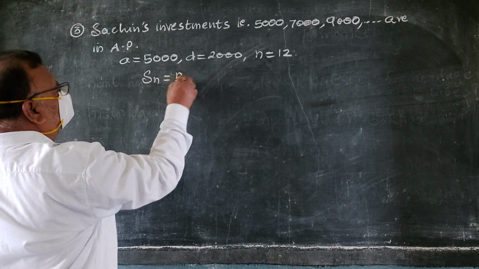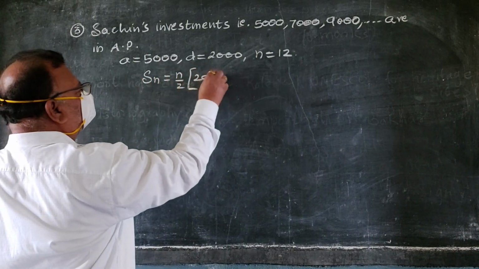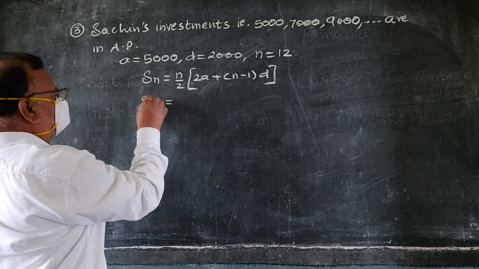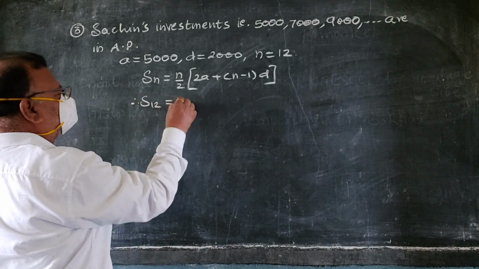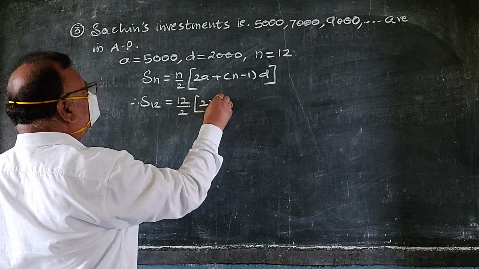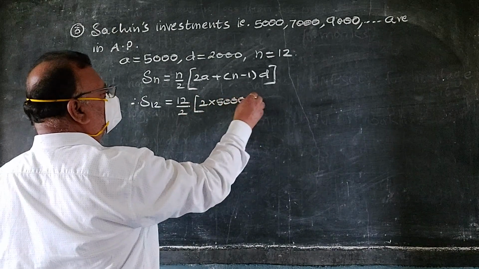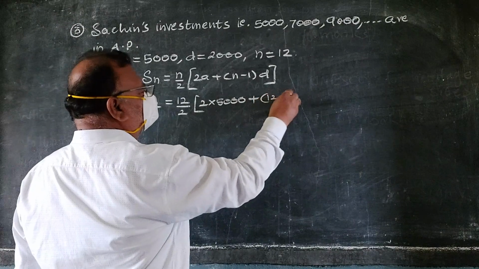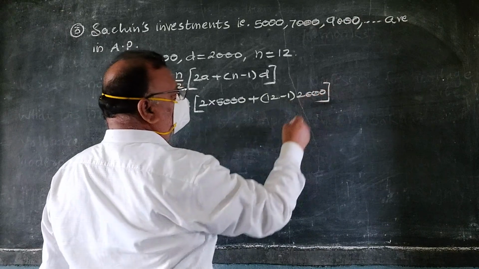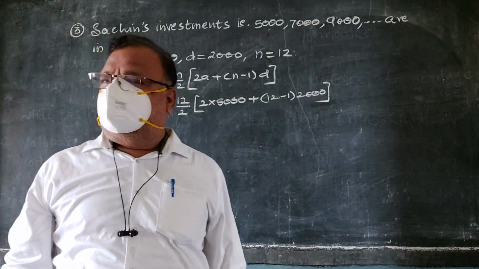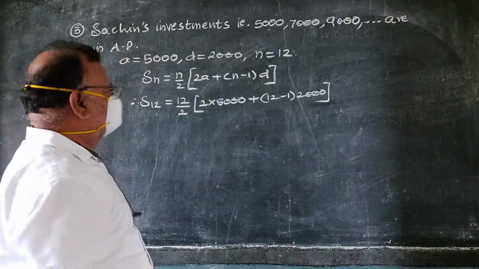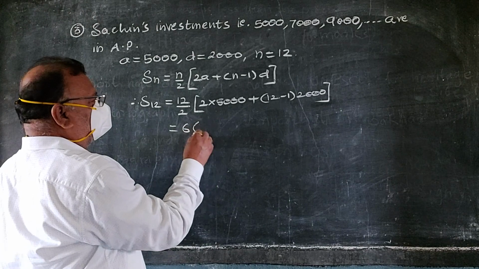Sn is equal to n upon 2 in the bracket 2a plus n minus 1 into d. Therefore, S12 is equal to, wherever n is there, write 12, 12 upon 2 in the bracket 2 into 5,000 plus 12 minus 1 into d. d is 2,000. When the value of d is positive, no need to put the bracket, but if the value of d is negative, definitely you have to put the bracket. That is equal to 6 in the bracket.